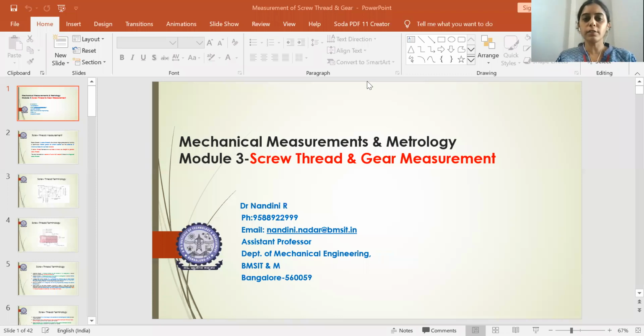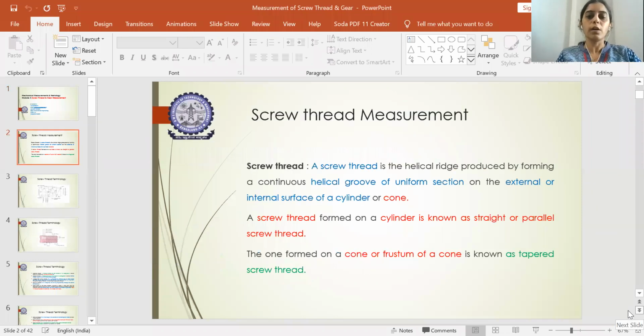So let us start with the screw thread terminologies. We were telling that a screw thread is nothing but getting the helical grooves on the surface of a given uniform cross section. It could be either a cylinder or a cone. If it is a cylinder, and you get the helical grooves on the external or the internal surface, we call that a straight or parallel screw thread.